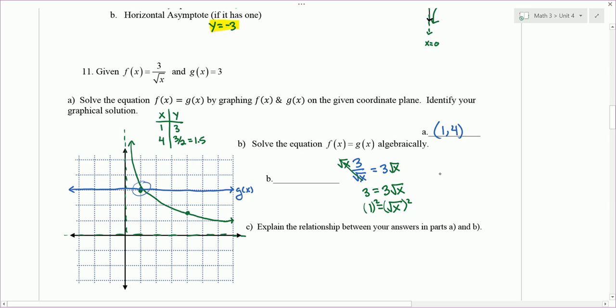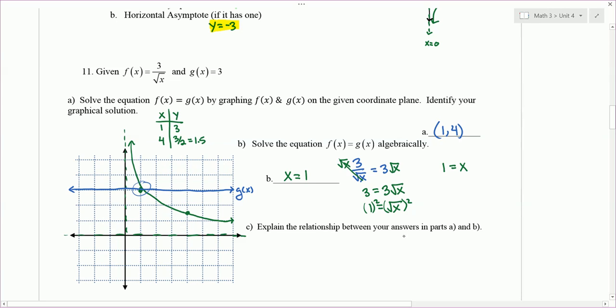So 1 squared is 1 times 1, which is 1. Square root of x squared is square root of x times the square root of x, which is x. And so x equals 1 is our answer.